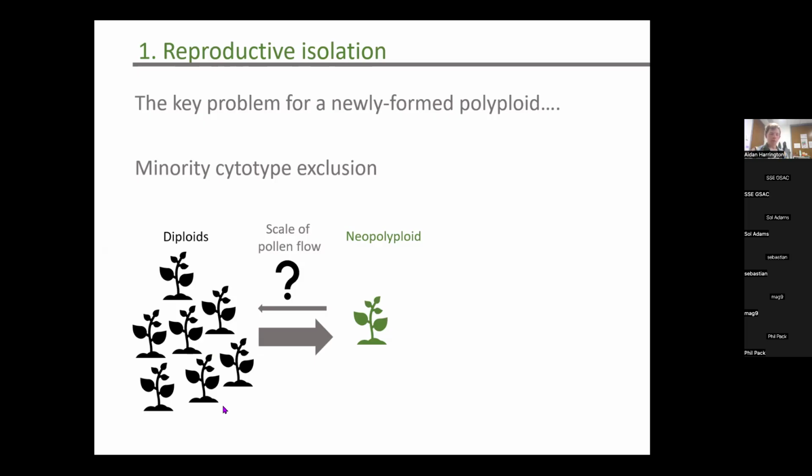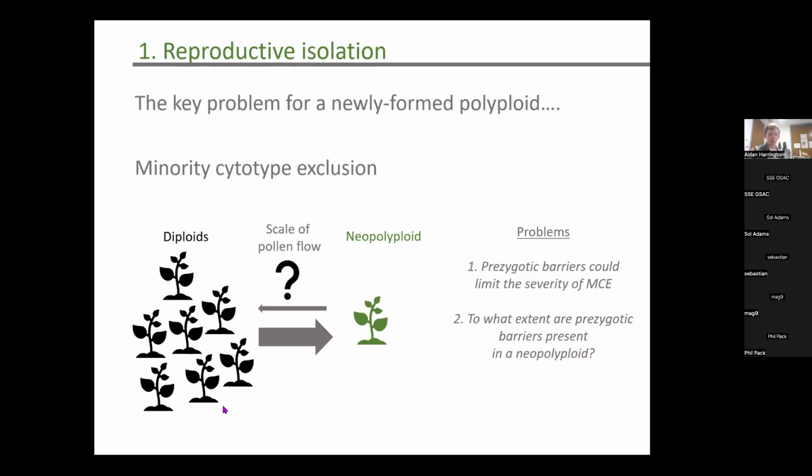But there are two big problems with the assumption that minority cytotype exclusion actually is a huge problem for a neo-allopolyploid. The first is that there are a lot of pre-zygotic barriers that could limit the severity of minority exclusion. And the reason for that is because if pollen is not actually flowing between diploids and polyploids, then minority exclusion isn't going to be happening in that way. And secondly, we don't actually know to what extent pre and to some extent post-zygotic barriers are present in neopolyploids.